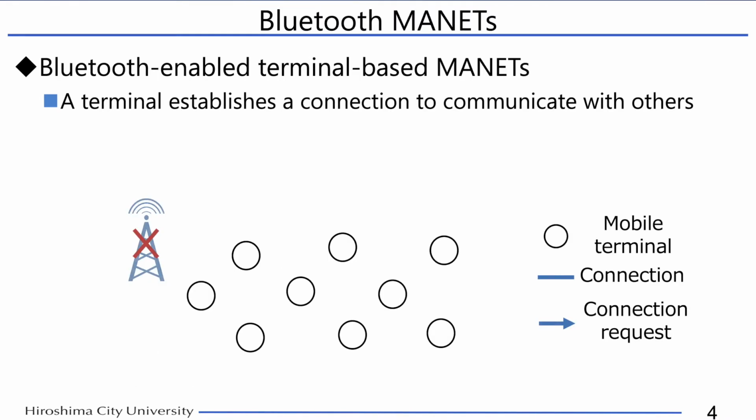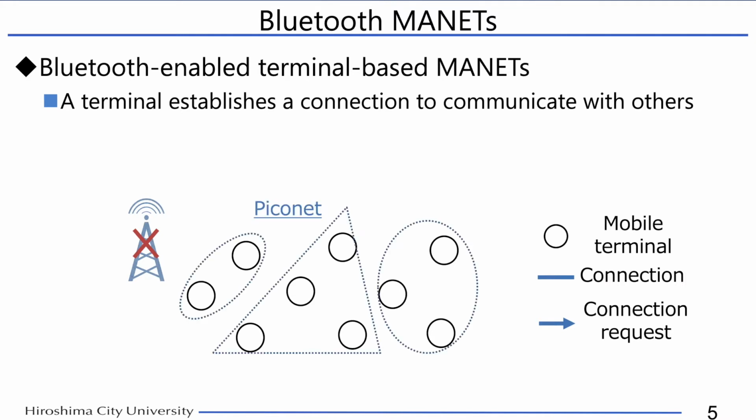The network constructed by using Bluetooth to communicate directly between mobile terminals is called a Bluetooth MANET. A terminal establishes a connection to communicate with others, and Bluetooth builds a small network called a piconet. The next slide shows the process of building a piconet.